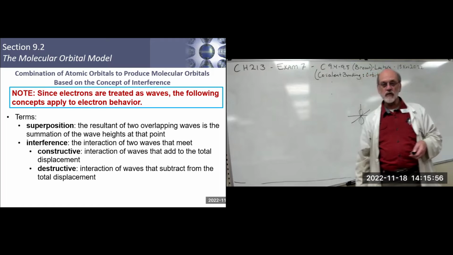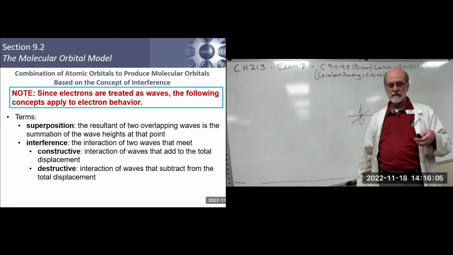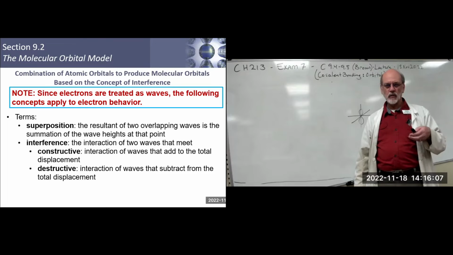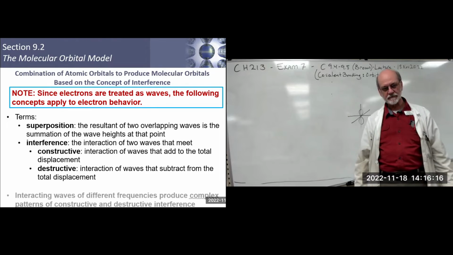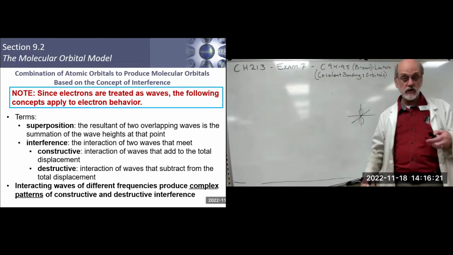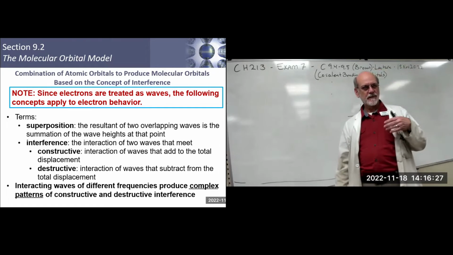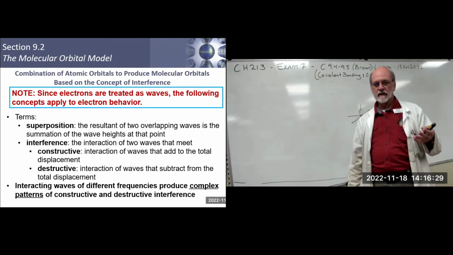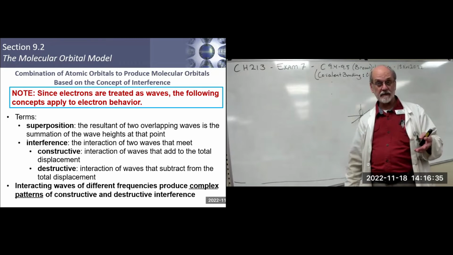But in reality, when 2 waves interact, they don't have to be the same wavelength or frequency, for instance, to interact. And when that happens, you get a very complex pattern of constructive and destructive interference. These complex patterns, actually, we use them every day, particularly in our communications. FM radio, for instance. How do we get that information coming out of thin air, so to speak?